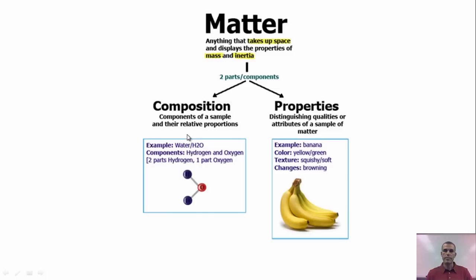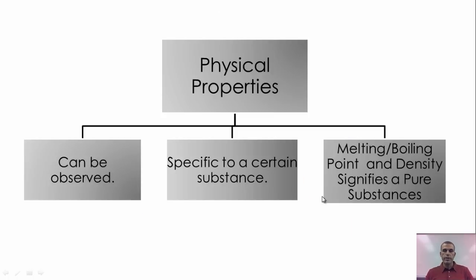Here's your properties, composition, meaning the chemical properties of it. So we're actually meaning what it's made up of, and here basically we're looking at more of what you see with your senses. Put it that way. All right, so your physical properties can be observed. So this is kind of like your qualitative data. You physically can see it, right? Specific to a certain substance. So whatever substance you're actually looking at or using, it has a specific physical property to it.